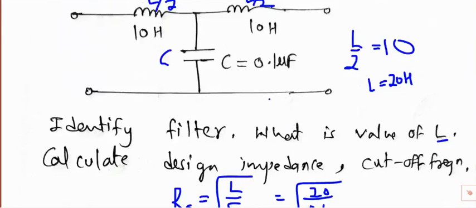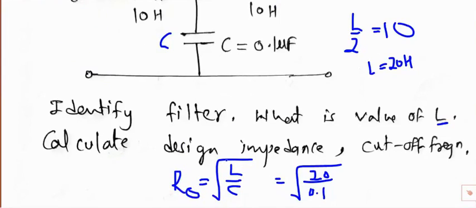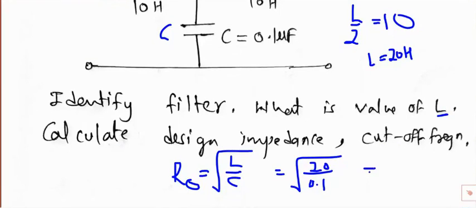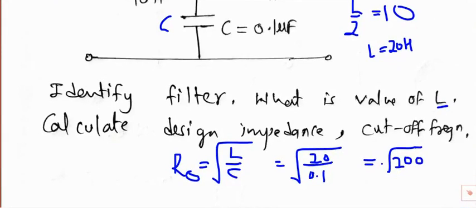One circuit may be given, they may ask what is the value of design impedance, what is the value of cutoff frequency. So 20 upon 0.1 means it is under root 200. Someone has given the answer under root 2. No, it is not under root 2, it is under root 200 is the answer. So design impedance value is 14.14.